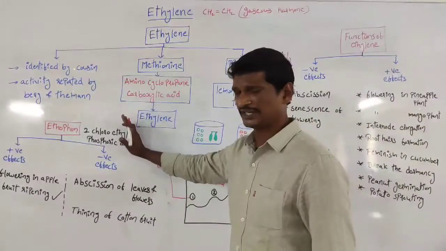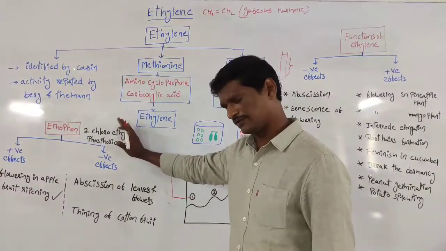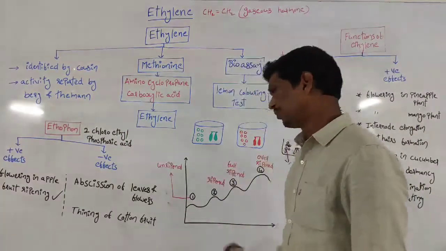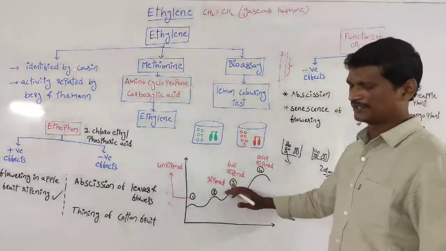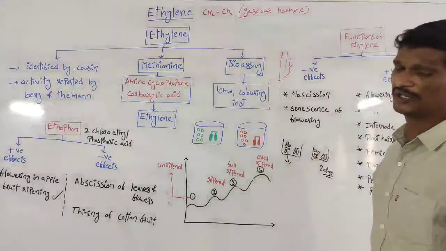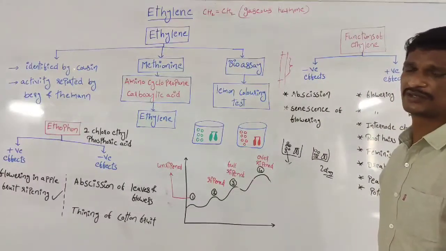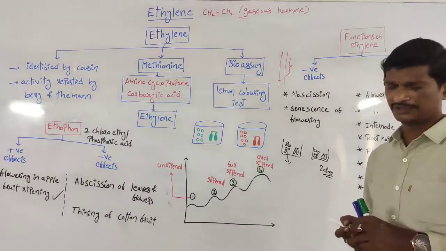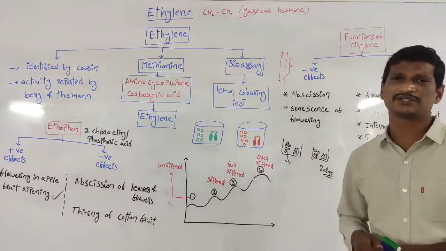And these are the artificial ethylene-producing products, positive and negative effects, and the graph explanation for the production of the ethylene phytohormone, and these are the positive and negative physiological effects of ethylene. Right? Next we will discuss abscisic acid.